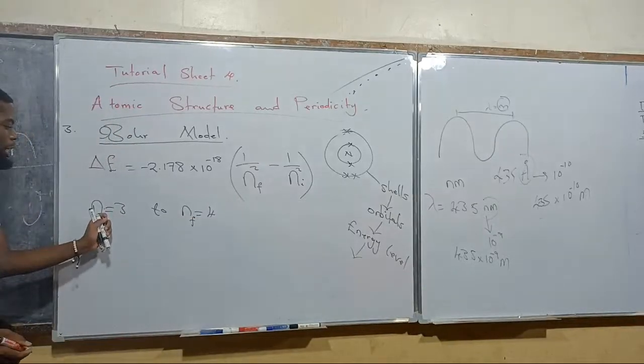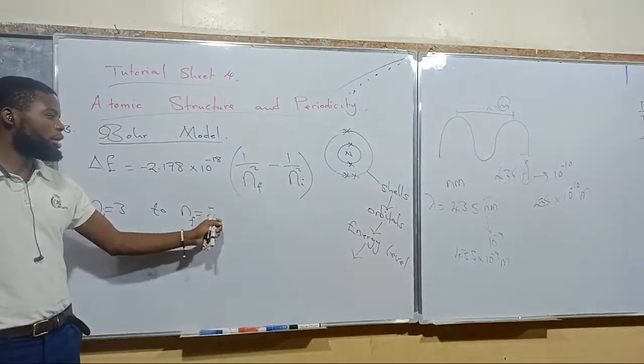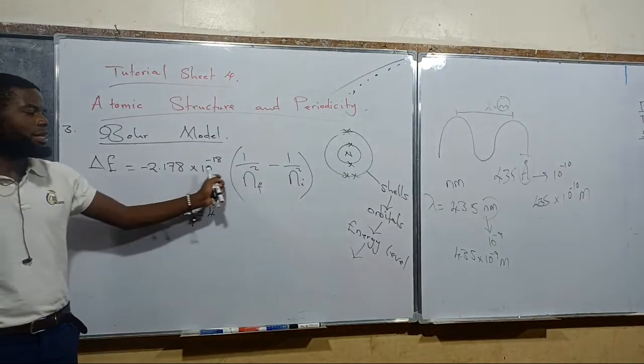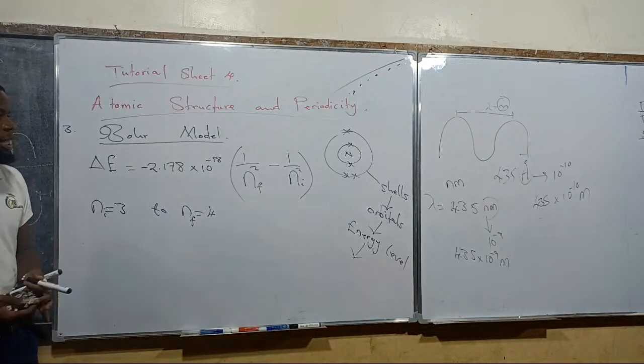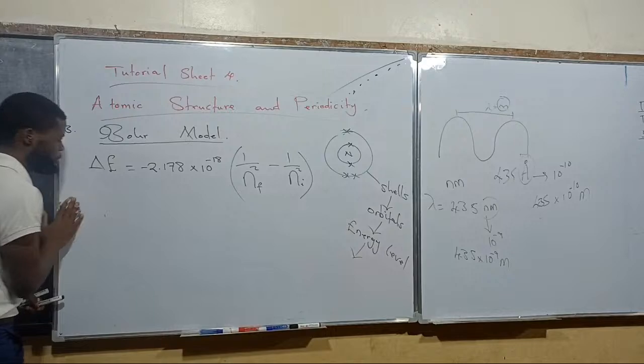At the final, n is equal to 3 to n is equal to 4. So the final will be 4 squared minus the initial, which is what? 3 squared. This is just the constant value. Okay, so this is the Bohr model, the formula that we need to use.